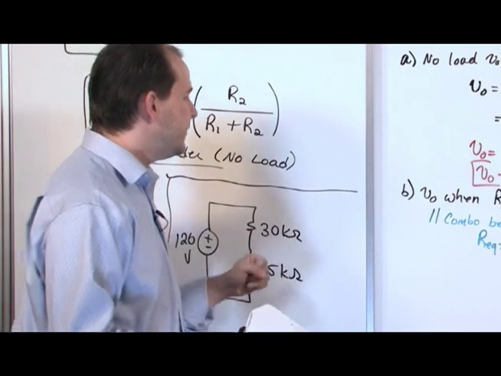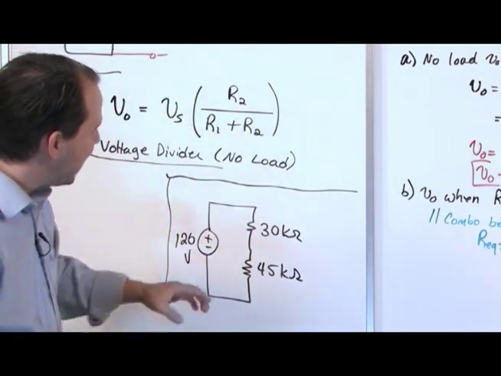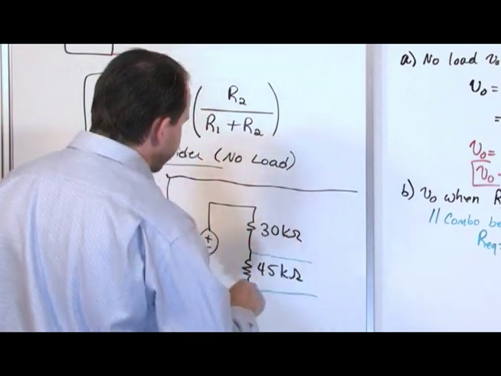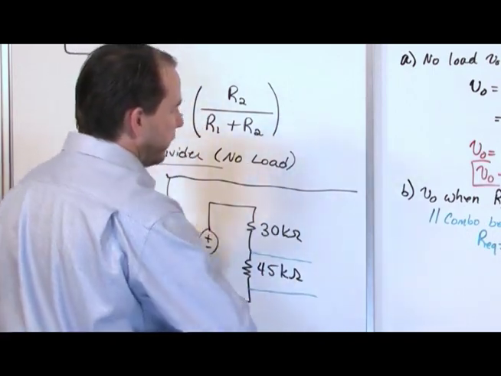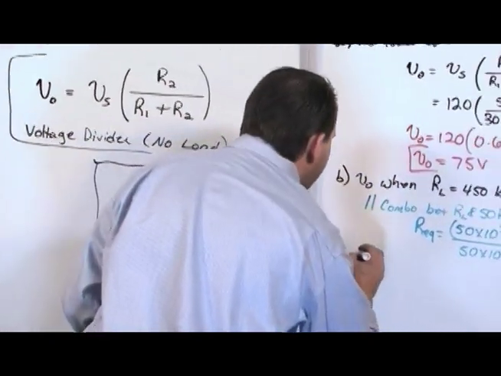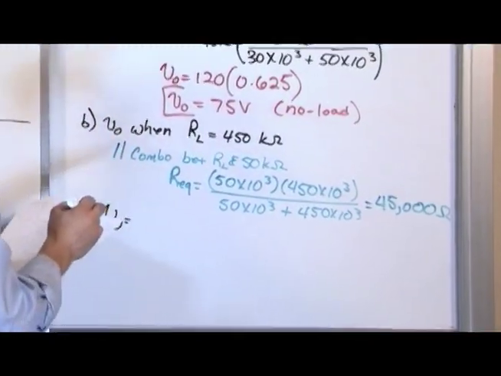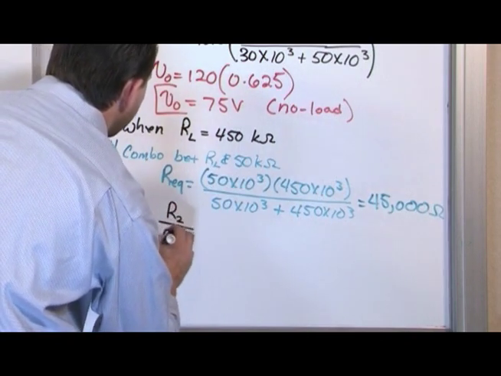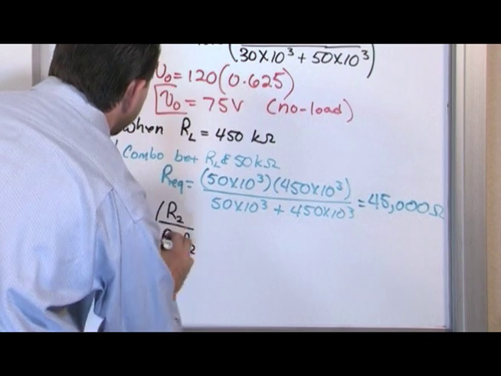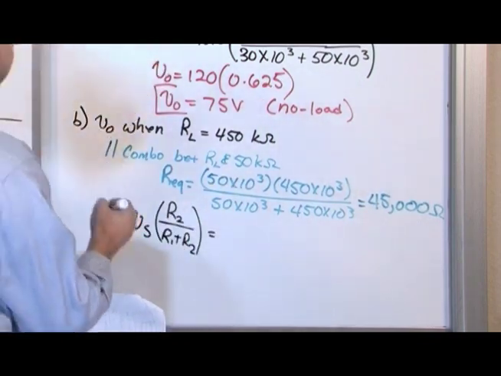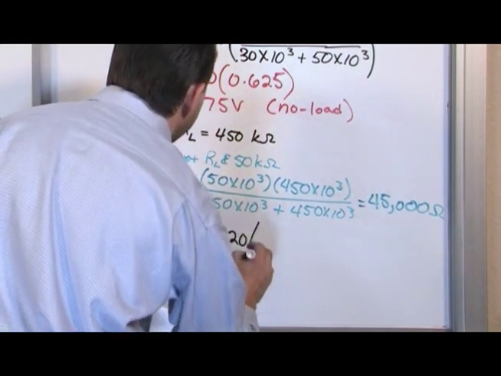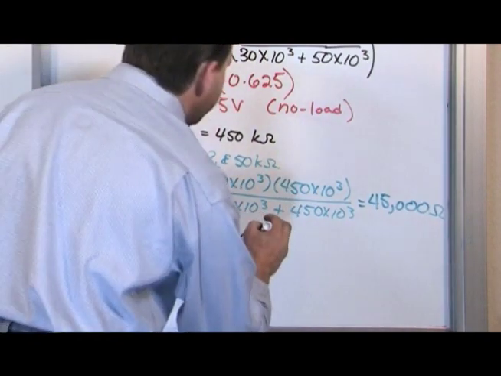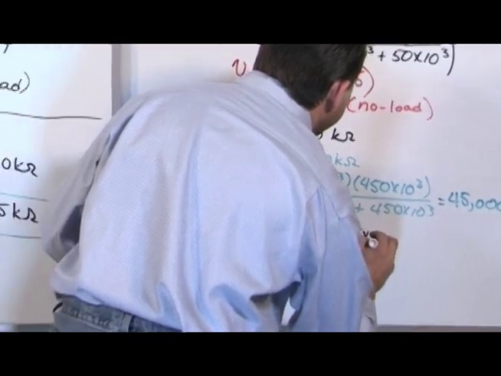So to find the loaded down voltage, we need to do voltage divider again, tapping off from the same place, from the 45 kilo ohm resistor. So now let's do that. Let's say the output voltage is equal to Vs times R2 over R1 plus R2. Of course, it's multiplied together. So Vs is 120. R2, that is our resistor we're tapping off of, is now 45 kilo ohms, so we'll do 45 times 10 to the 3.